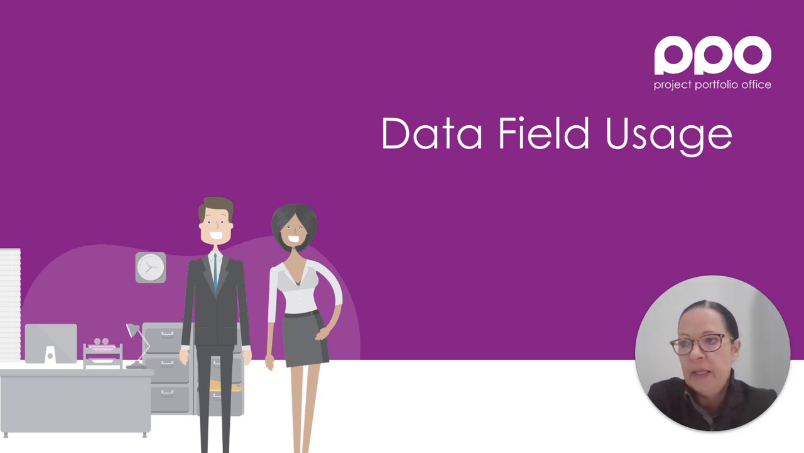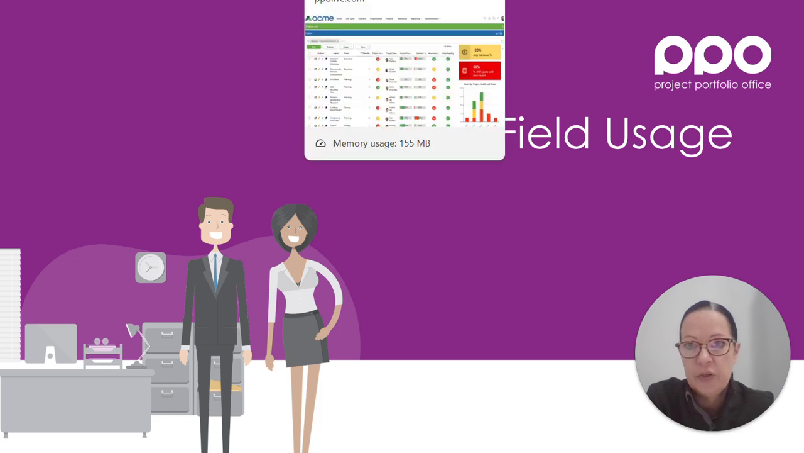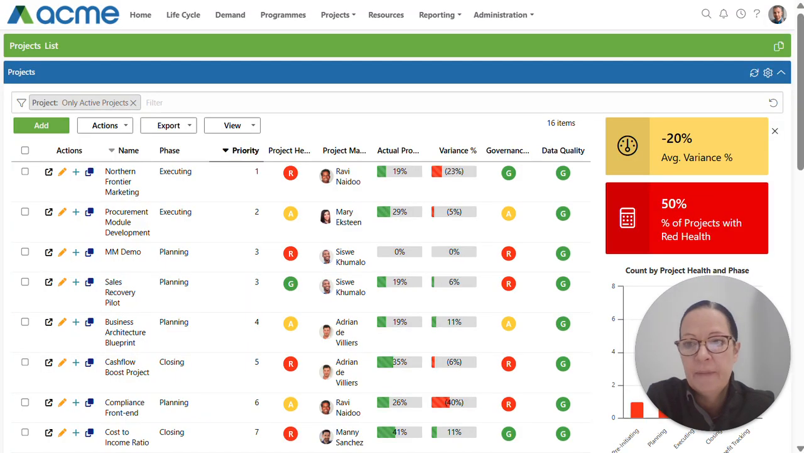There might be a need for you to either get rid of a data field, take it out of use, or potentially hide a data field. So I'm just going to cover the checks that you need to apply before doing that to ensure that there aren't any impacts. I'm going to use the project entity as an example.